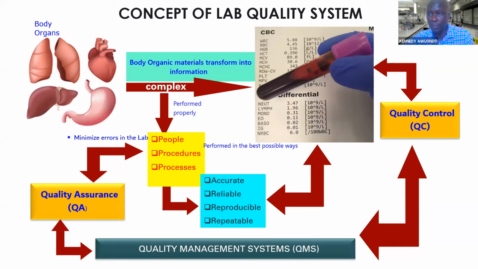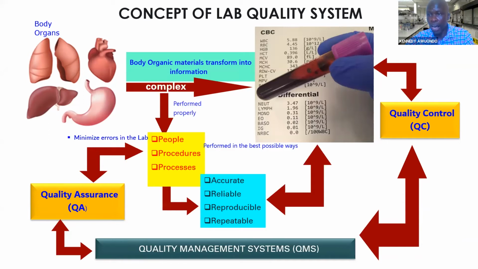There's another aspect of quality system whereby it requires the machine, or sometimes called analyzers or instruments. The samples from the body organic materials are analyzed using these instruments or machines. So the machine is expected to produce accurate, precise, reproducible, repeatable, reliable information. For the instrument to produce accurate and reliable results, patient results, it must be validated. It must be validated, and the process of validation is what we refer to as the quality control. The machine that's producing these results needs to be validated, and the process is called quality control.